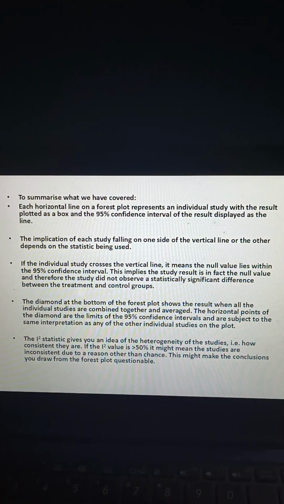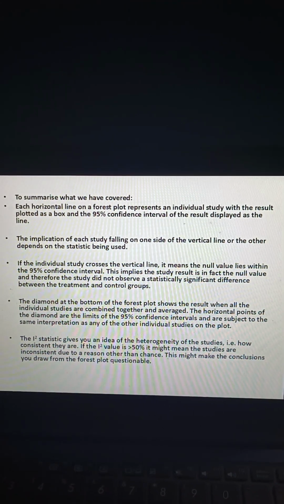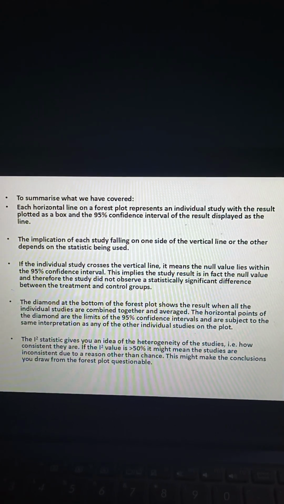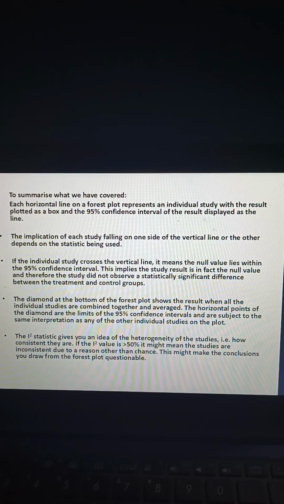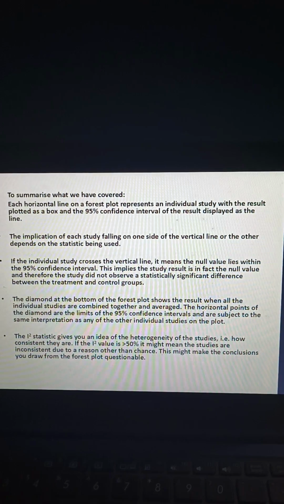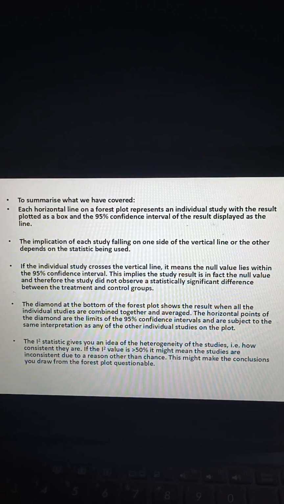To summarize what we have covered, each horizontal line on a forest plot represents an individual study, with the result plotted as a box and the 95% confidence interval of the result displayed as the line. The implication of each study falling on one side of the vertical line or the other depends on the statistic being used. If the individual study crosses the vertical line, it means the null value lies within the 95% confidence interval. This implies the study result is in fact the null value, and therefore the study did not observe a statistically significant difference between the treatment and control groups.